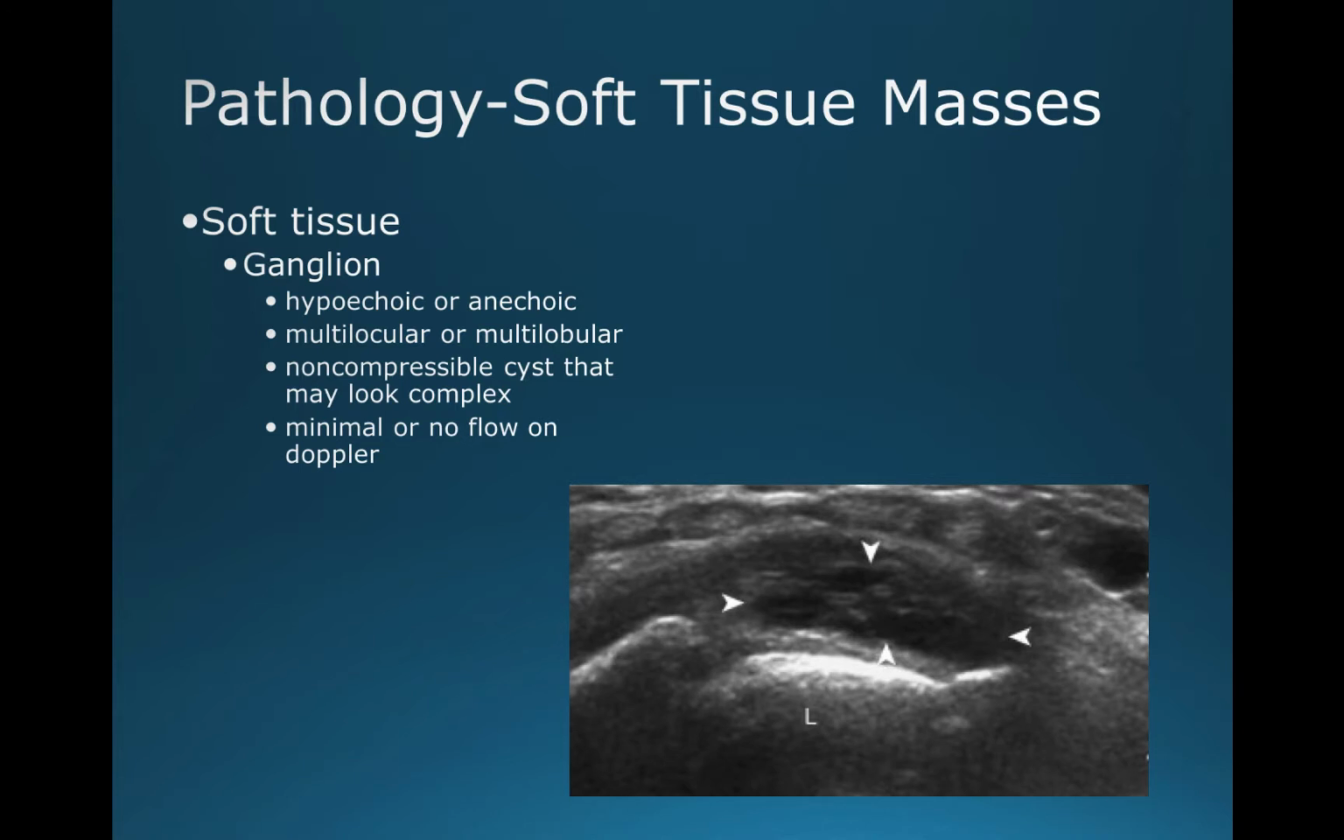Soft tissue masses, also very common. A ganglion is usually hypoechoic or anechoic. It can be multilocular or multilobular. It's a non-compressible cyst that may look complex. There's usually minimal or no flow on Doppler.